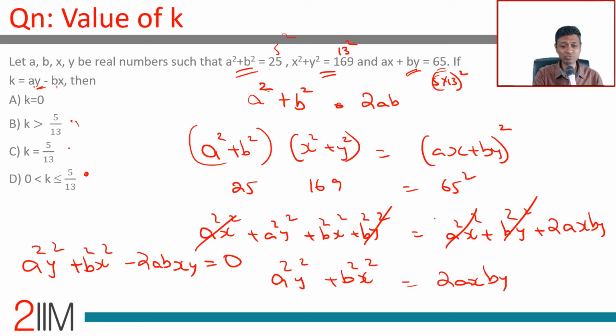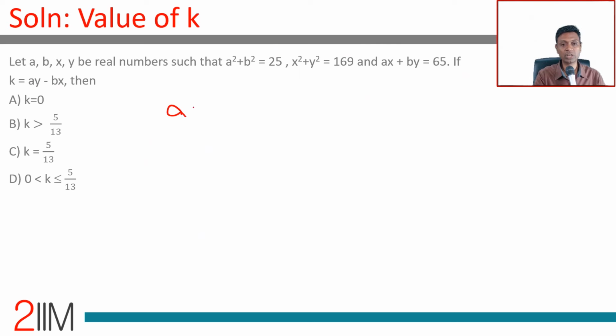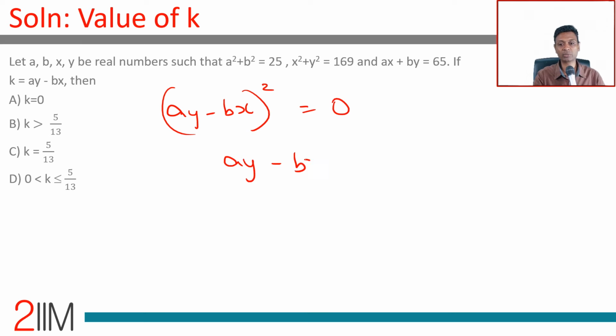Make sense of this and then we are through. Can you make sense of this? Can you think about this and make sense of this? This is nothing but (ay minus bx) the whole square. (ay minus bx) the whole square is equal to 0, or ay minus bx is equal to 0, so k is equal to 0. Delightful question.